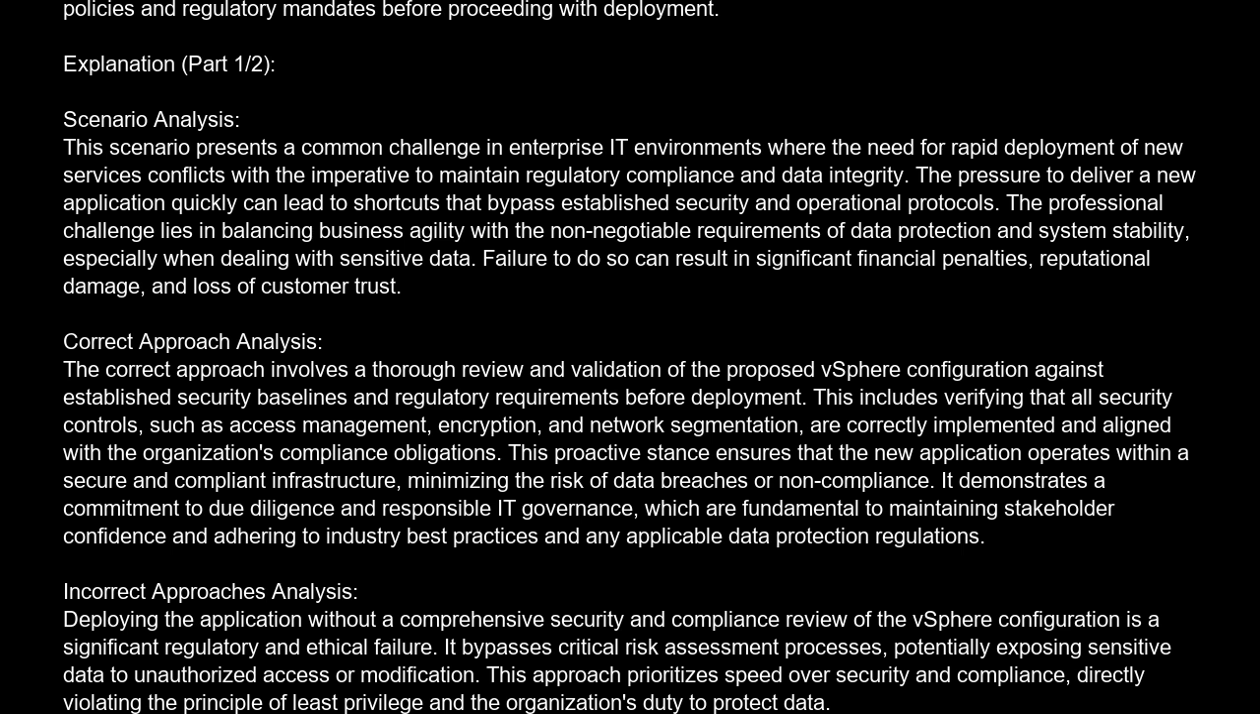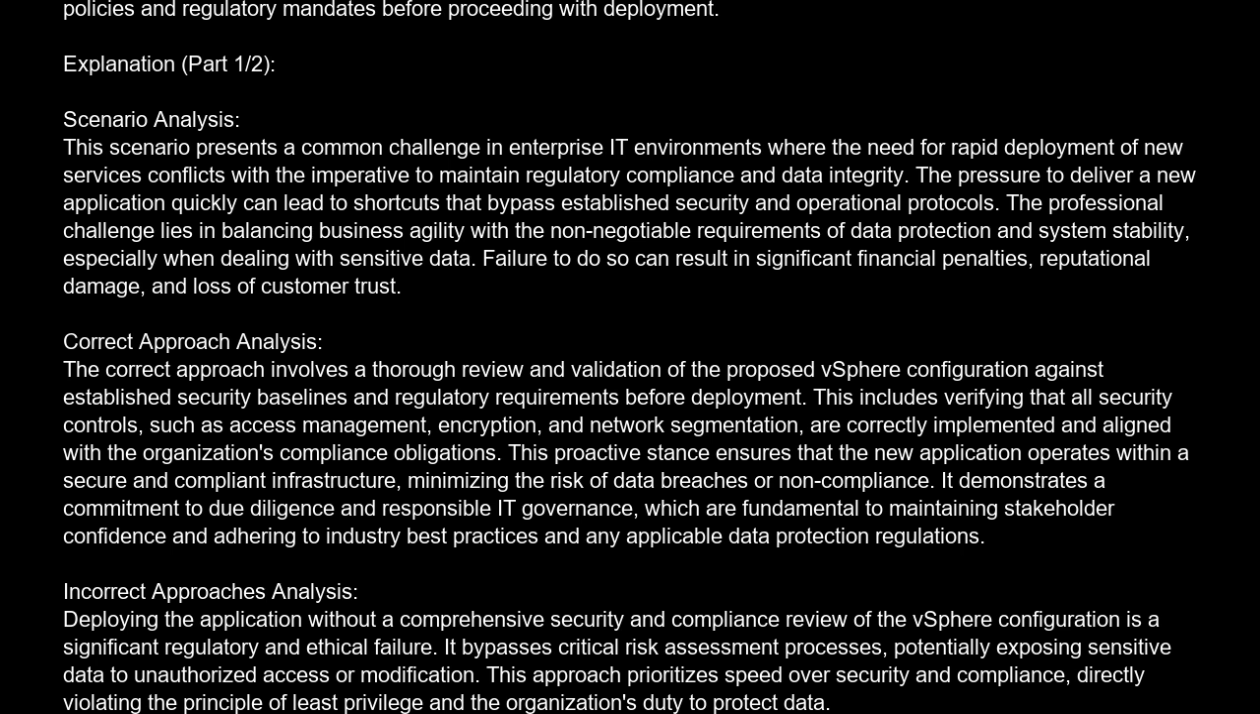The pressure to deliver a new application quickly can lead to shortcuts that bypass established security and operational protocols. The professional challenge lies in balancing business agility with the non-negotiable requirements of data protection and system stability, especially when dealing with sensitive data. Failure to do so can result in significant financial penalties, reputational damage, and loss of customer trust.